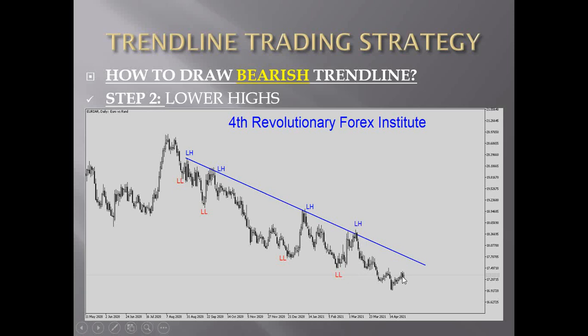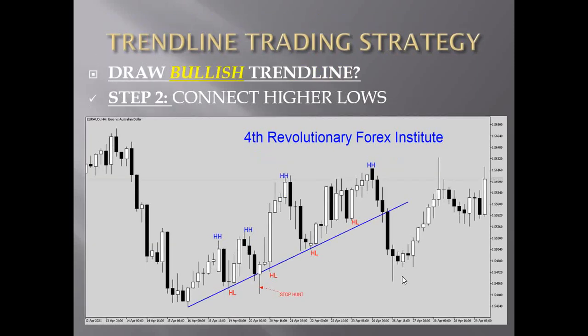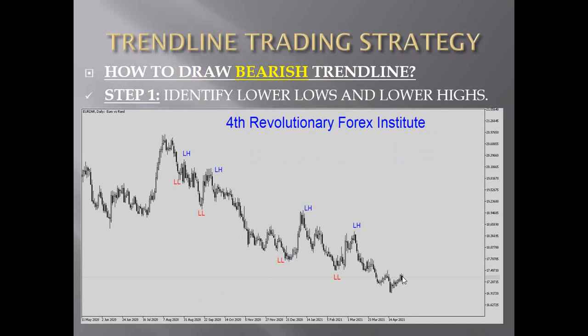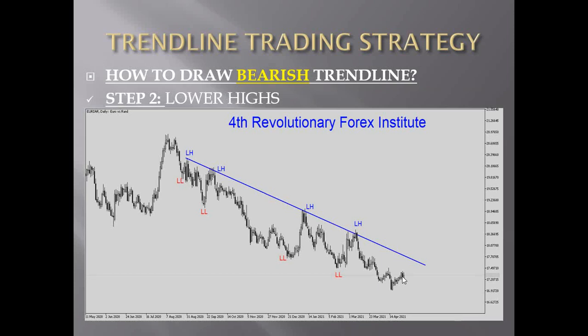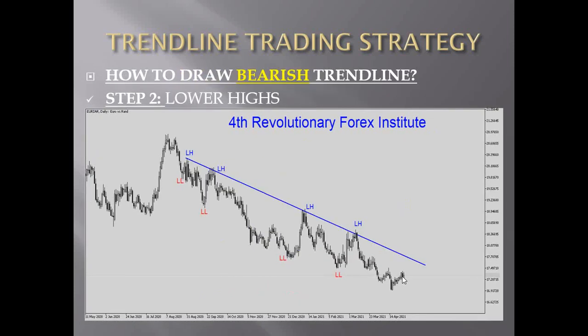So traders, that is how we're supposed to draw a bullish trend line. Let's recap. Firstly, in a bullish trend line, you look for higher highs and then higher lows. So you identify higher highs and then higher lows. Secondly, you connect your higher lows to draw a trend line. Then, in terms of the bearish trend line, you look for lower lows and then lower highs, and then after that you connect the lower highs, and then you start to look for bearish positions as from the second lower high.